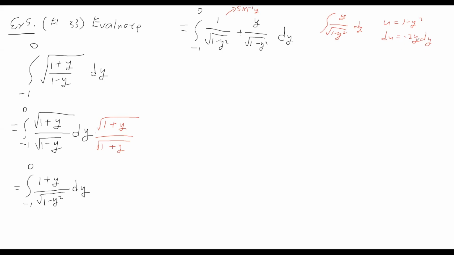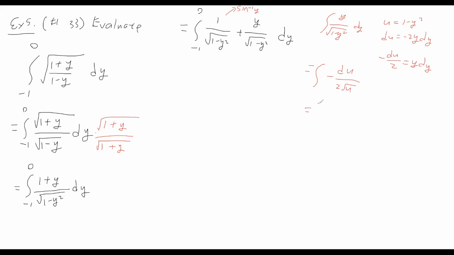That means, divide by -2, we get that negative du over 2 is y dy. And then we can replace the whole thing with du. All right, so let's see. That gives us negative du over 2 times the square root of u. And that looks good.